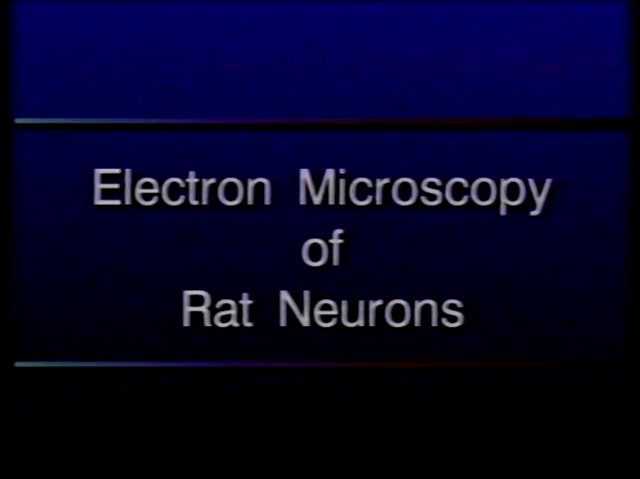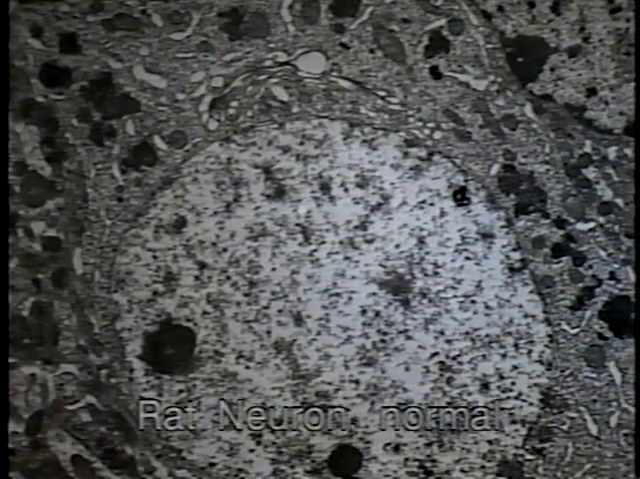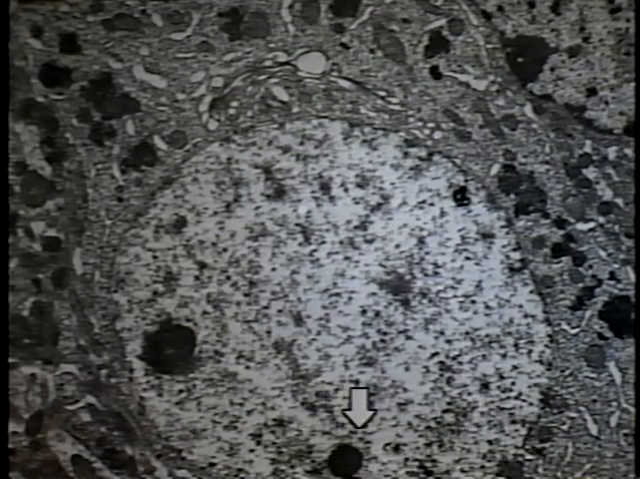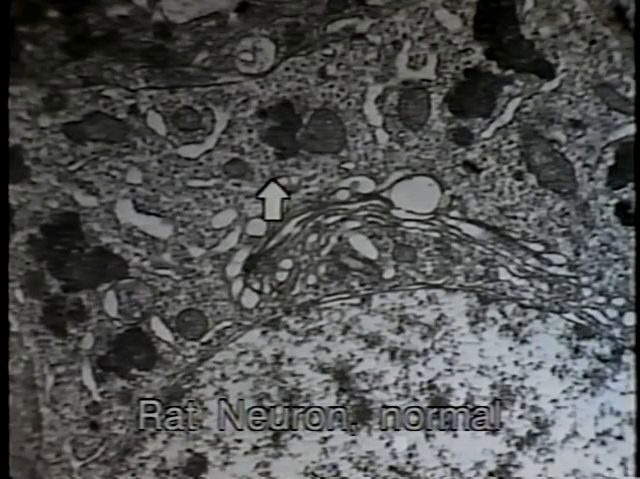The next two illustrations present electron micrographs of rat neurons that further demonstrate early changes in cell injury. This is an electron micrograph of a normal rat neuron. This round structure is the nucleus. These are nucleoli. Outside the nucleus, here, are the cell matrix and subcellular organelles. Mitochondria are seen here, and these parallel lines are part of the cytoplasmic membrane system.